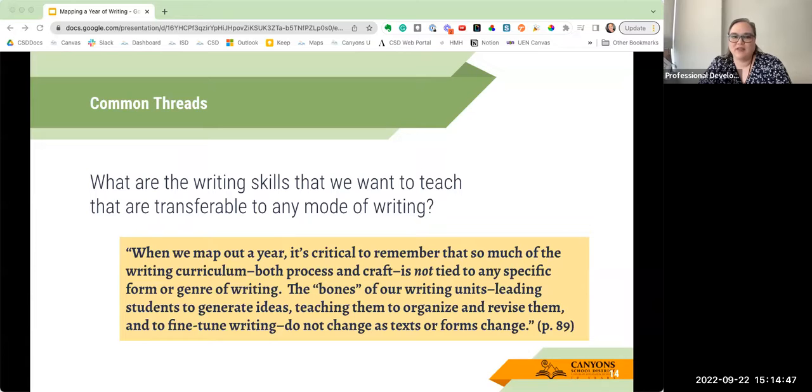So if you go back and look at the rubrics or the standards, they're very similar from argument to informational to narrative. There's still similar elements there, including the writing process, what we do after the brainstorm, I mean, everything. Right? Those are going to be the same no matter what type of writing. So they go on to say the bones of our writing units, leading students to generate ideas, teaching them to organize and revise them, and fine-tuning writing, do not change as text or form changes. So those threads should be intentional.